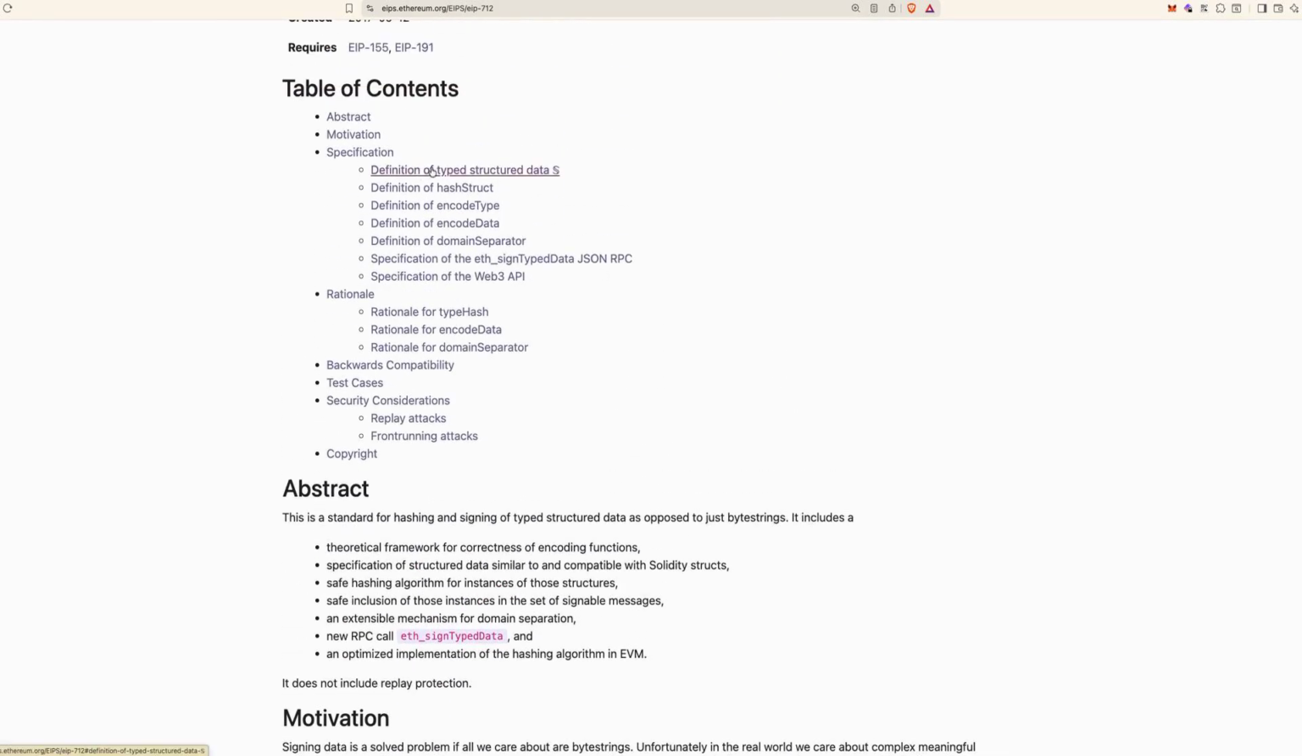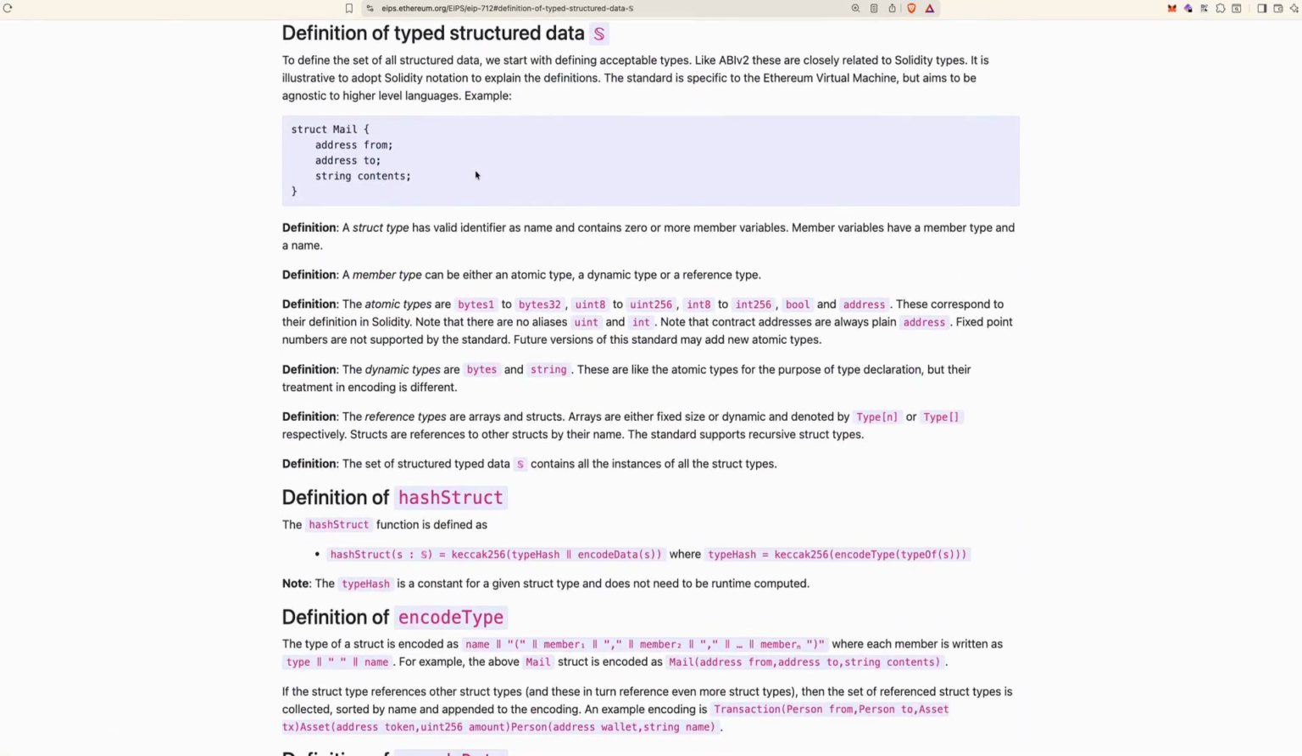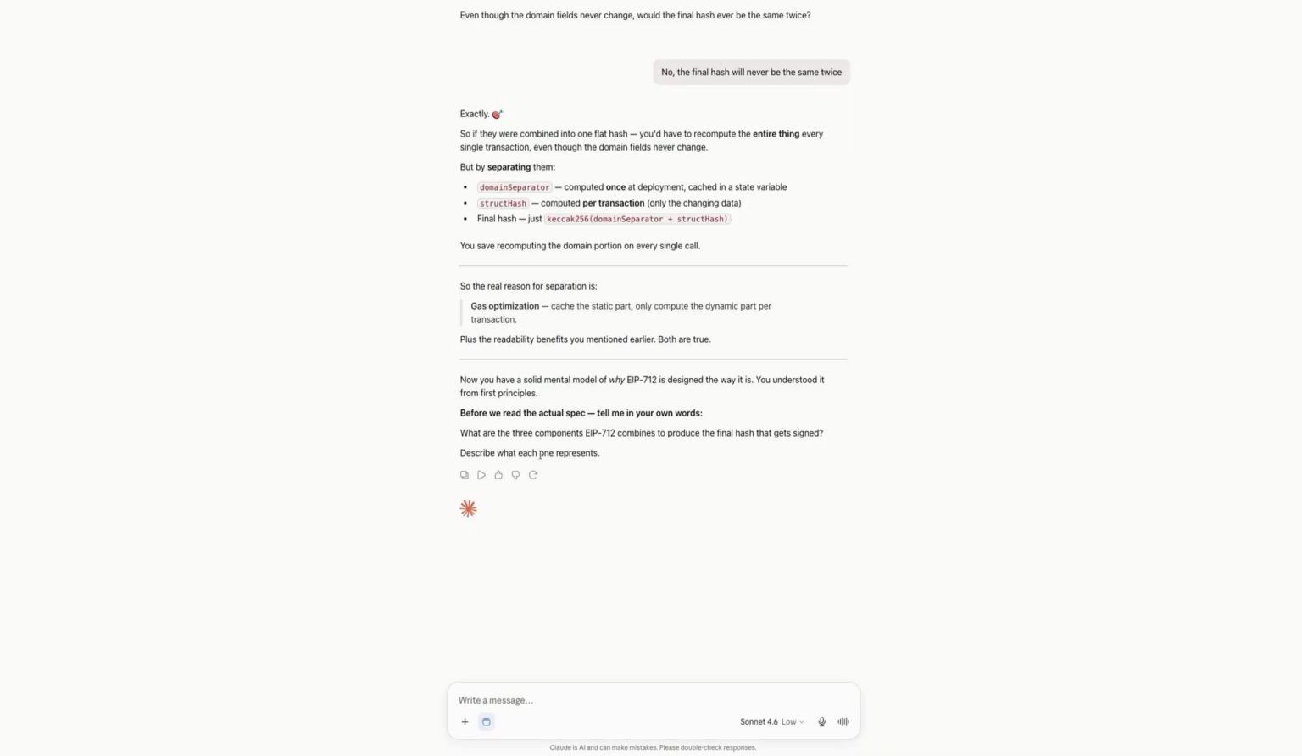So what does it combine? Type structured data. To define the set of all structured data, we start with defining acceptable types. Definition. Okay, before, what are the three components EIP-712 combines? It combines hashStruct.